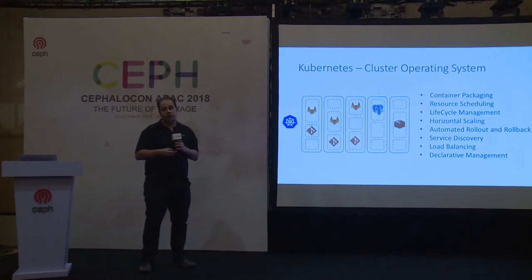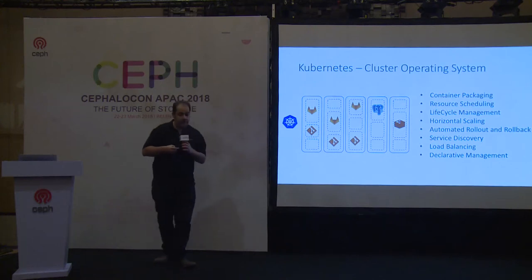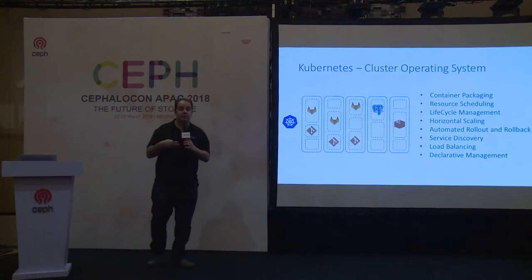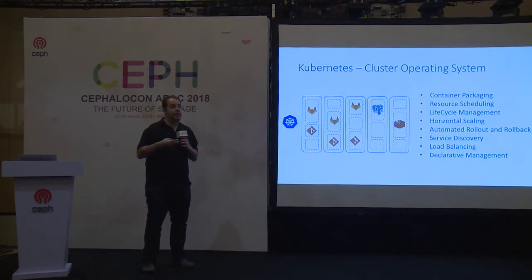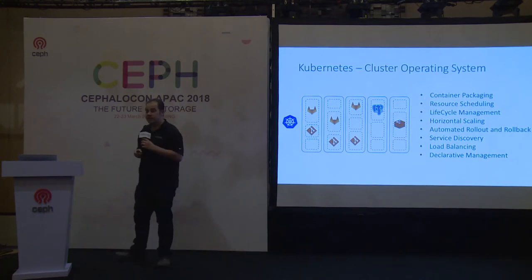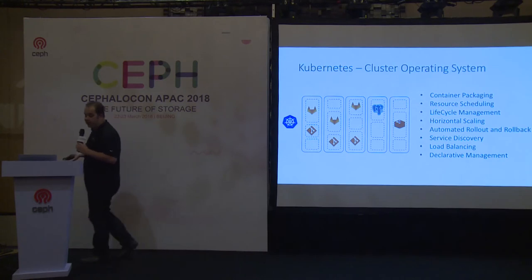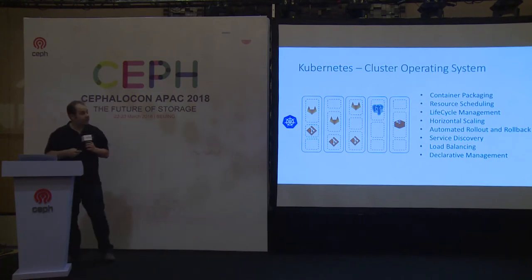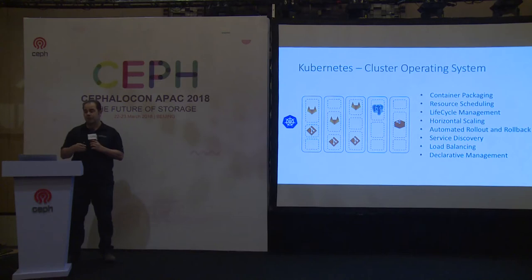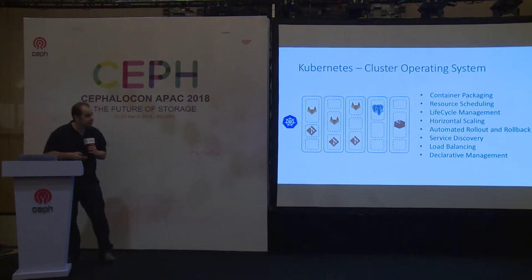And so it has its application model. You deploy your apps in containers. They're very dynamic apps. They're scheduled. You can declaratively define where they run. Kubernetes provides all the resource scheduling, lifecycle management, essentially allowing you to horizontally scale your apps, automate things like rollout and rollback, service discovery, and a lot of other services that Kubernetes provides.